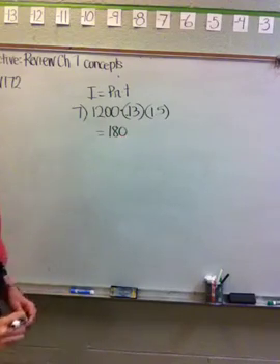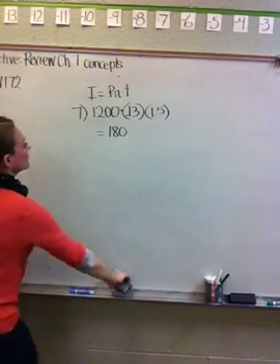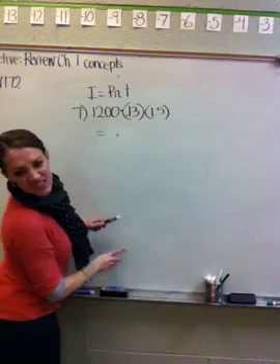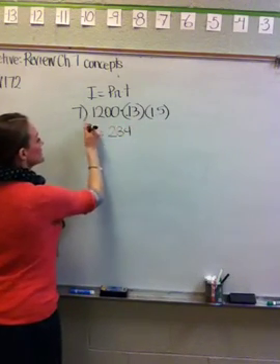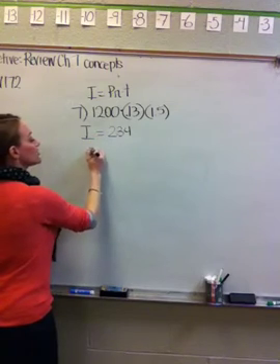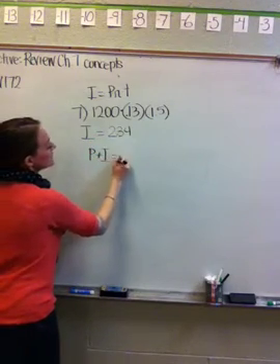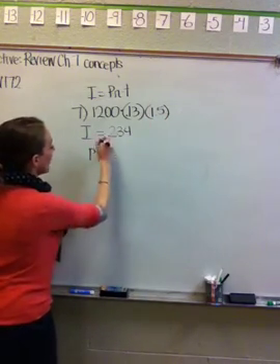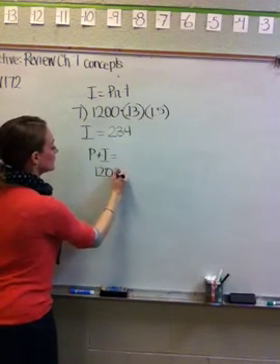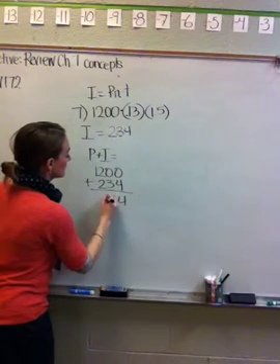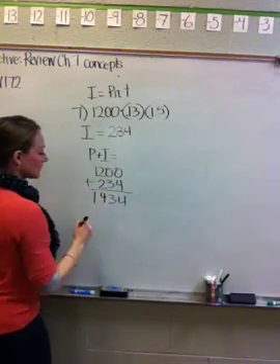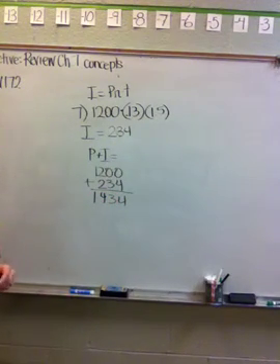How do we get 234? We're on 7 still. This is not number 8. 234 is your interest. You have to add your principal plus your interest to get your total. So you have 1,200 plus 234, 1,434.